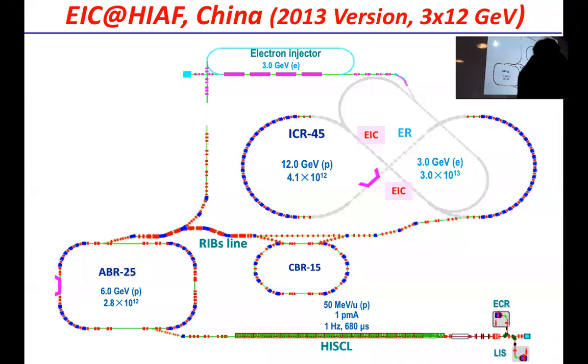When near the end of the final approval, they tried to look at whether they could do more. So that's the time it was proposed to maybe add an electron ring. You can do a low energy version of EIC. So the first version was proposed in 2013. It's 3 GeV electrons with 12 GeV protons. And of course, it's polarized, and the ion can go all the way to uranium. So that's the first version that was proposed.